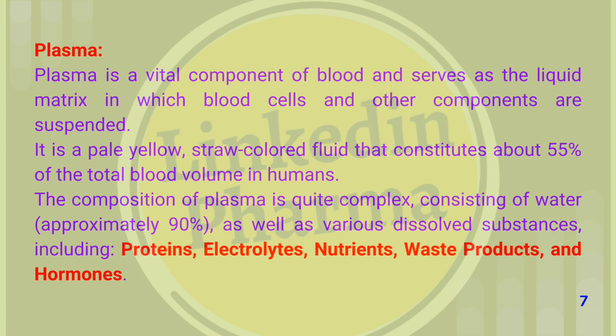Plasma is a vital component of blood and serves as the liquid matrix in which blood cells and other components are suspended. It is a pale yellow, straw-colored fluid that constitutes about 55% of the total blood volume in humans. The composition of plasma is quite complex, consisting of water, approximately 90%, as well as various dissolved substances, including proteins, electrolytes, nutrients, waste products, and hormones.